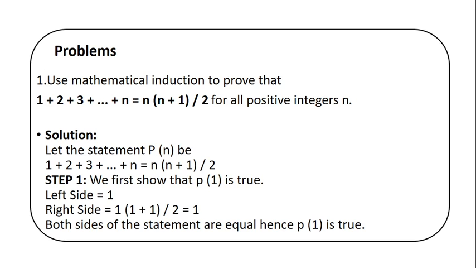n. So let's take the statement P of n, the given statement: 1 plus 2 plus 3 and so on up to n is equal to n into n plus 1 whole divided by 2. In our first step, the basic step, we show that P of 1 is true. If we take LHS as 1, and RHS, substituting 1 for n, we get 1 into 1 plus 1 divided by 2, where 2 by 2 gets cancelled, which is equal to 1. Therefore, LHS is equal to RHS. Hence, we prove that P of 1 is true.